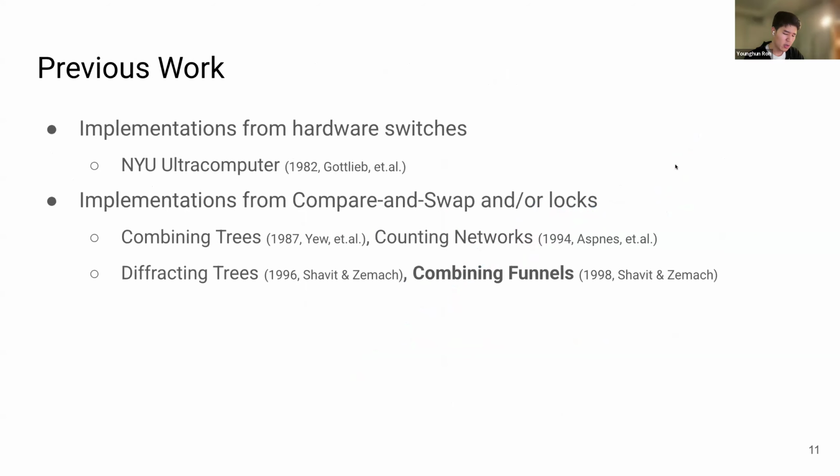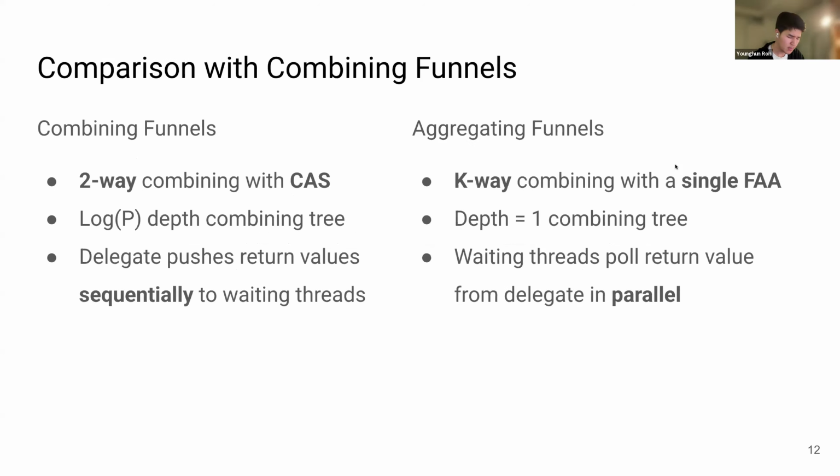It's worth noting there are some significant previous projects on this. The first try to mitigate contention was to implement distribution of contention by hardware switches, as stated in the NYU Ultracomputer. And there are multiple schemes of software combining, of which we saw the combining funnels was the most advanced and best performing one, and we compared with those.